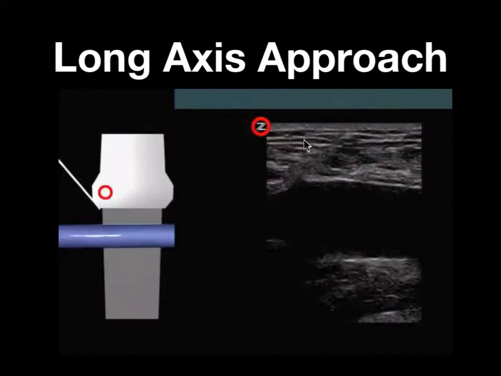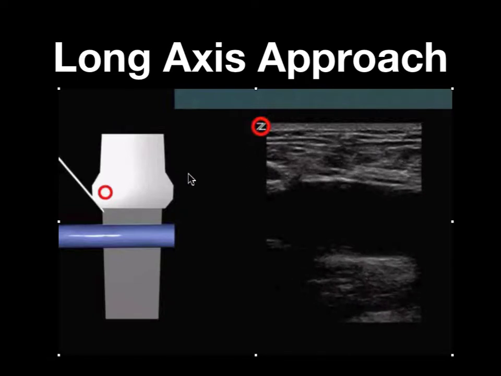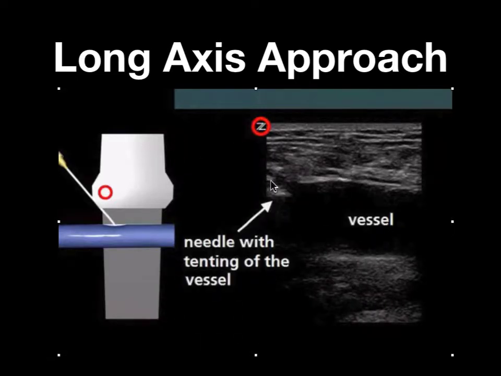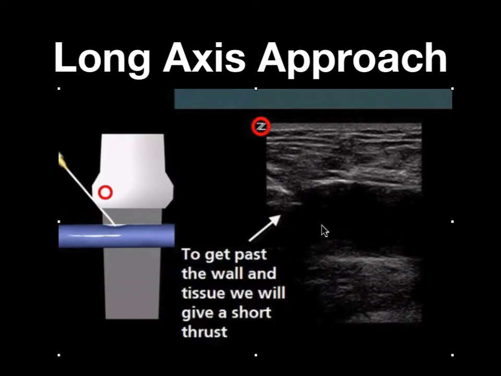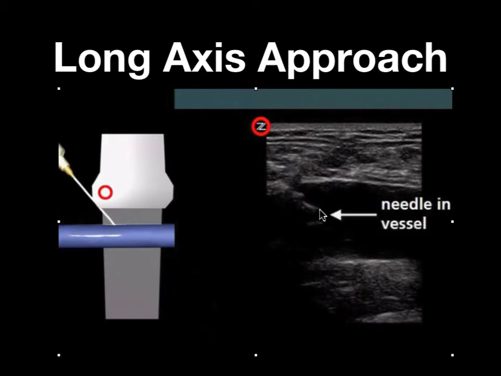Here's an example of a femoral venous cannulation using a long axis in-plane technique. You can see here's the needle in its long axis, you've got the vessel here in its long axis, and you can see that the needle now has entered the vessel, and you have no doubt that the needle is in the vessel because you can see the tip here and you can see the needle in its entirety. That's the big advantage of this technique.